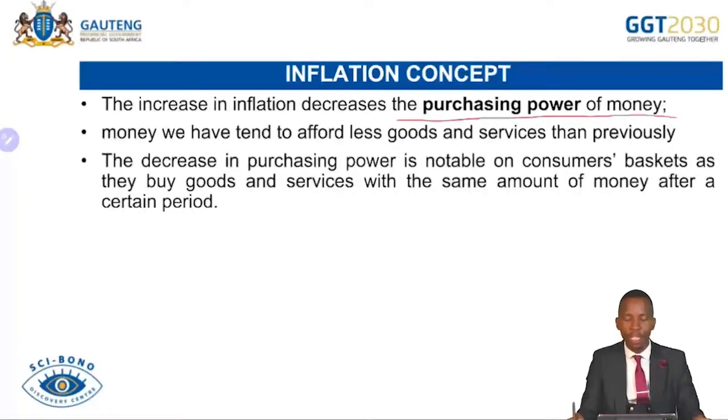The decrease in purchasing power is notable on consumer baskets as they buy goods and services with the same amount of money after a certain period. So it's simply notable on consumers as they buy goods and services. If you used 1,500 to buy groceries in 2021, that simply means this year, in 2022, you cannot afford the same quantity of goods with 1,500. You will afford less because we say the buying power parity of money drops because of the increase in inflation.